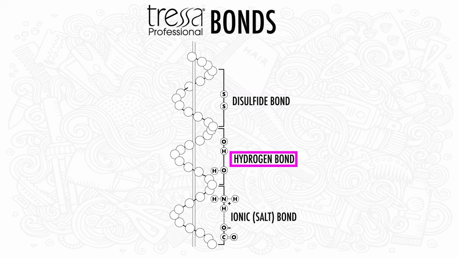The hydrogen bonds, although relatively weak, are plentiful in the hair. They provide about 1/3 of the hair strength when the hair is dry. Changes to these bonds are temporary and are easily broken by water or heat styling.